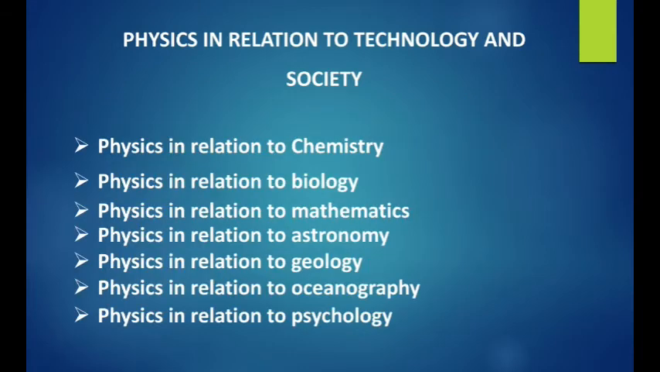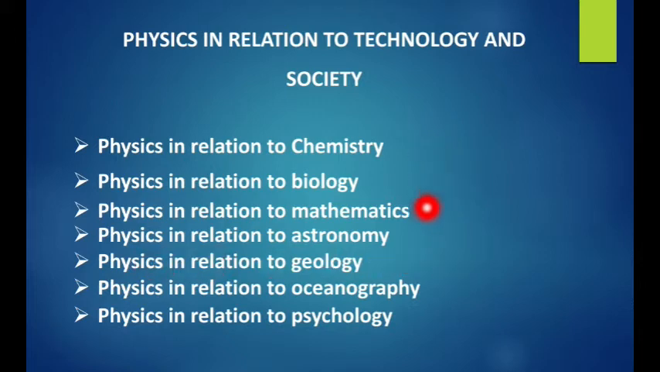Next, see the screen. Here we see how physics relates to the other sciences. First one is physics in relation to chemistry. Next, physics in relation to biology. Then physics in relation to mathematics, physics in relation to astronomy, physics in relation to geology, physics in relation to oceanography, and the last one, physics in relation to psychology.